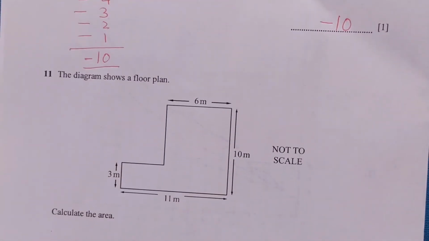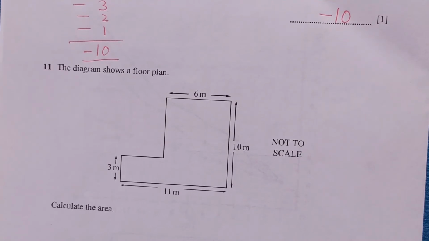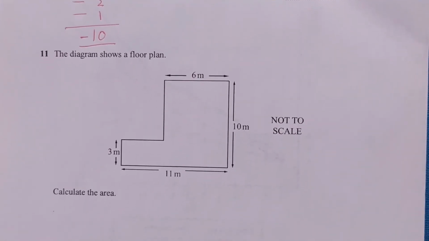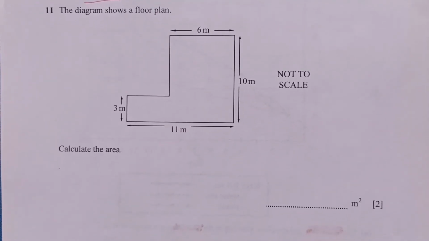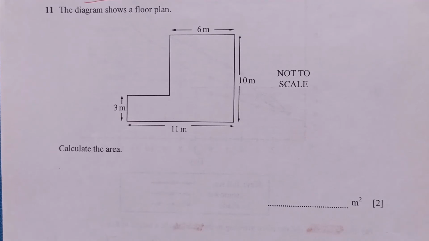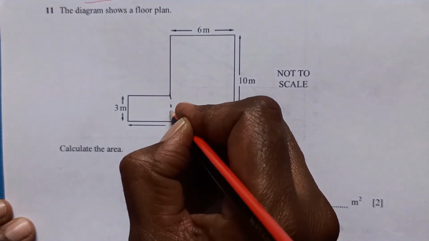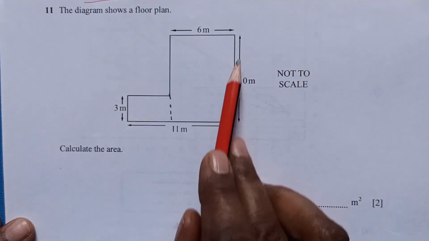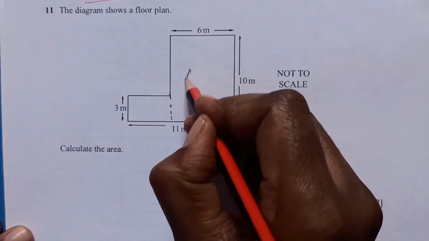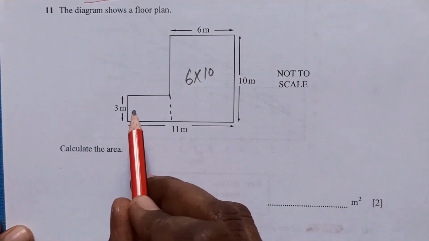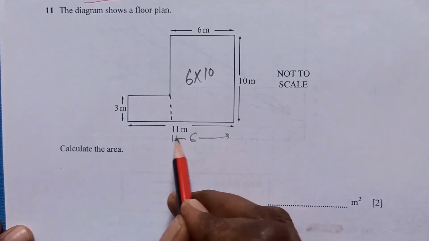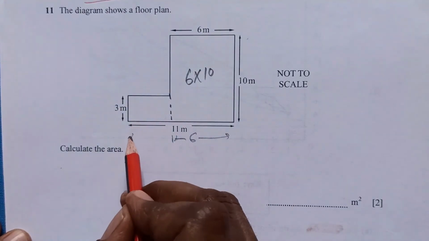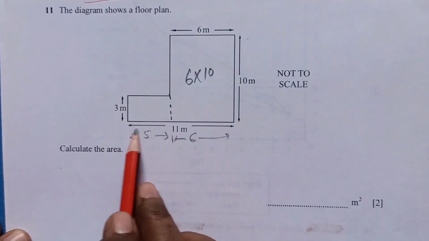Now number 11, the diagram shows a floor plan. Calculate the area. So we need to find out area. So this is irregular shape. So we don't have any particular shape here. But we can split it into parts. So like if I split it from here, so we will have 2 parts here. So this is a rectangle, right? Its area will be 6 times 10. And this is a rectangle. If this is 11 and this much is 6 here as from above here, so this remaining will be 5. So that total is 11.